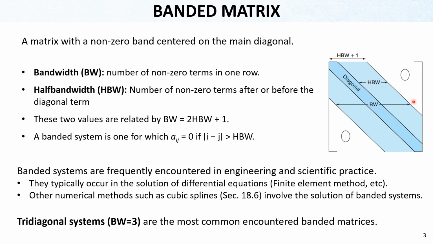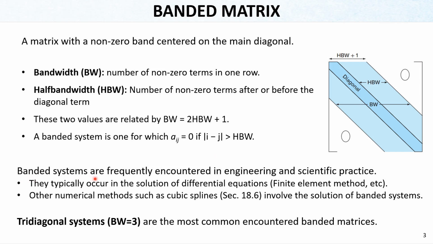And the bandwidth and half bandwidth have a relationship: bandwidth is equivalent to 2 half bandwidths plus the diagonal, so 2 half bandwidth plus 1. Also a banded system can be represented with aij equals 0 if the absolute value of i minus j is greater than the half bandwidth. So we can mathematically define the banded matrix like this.